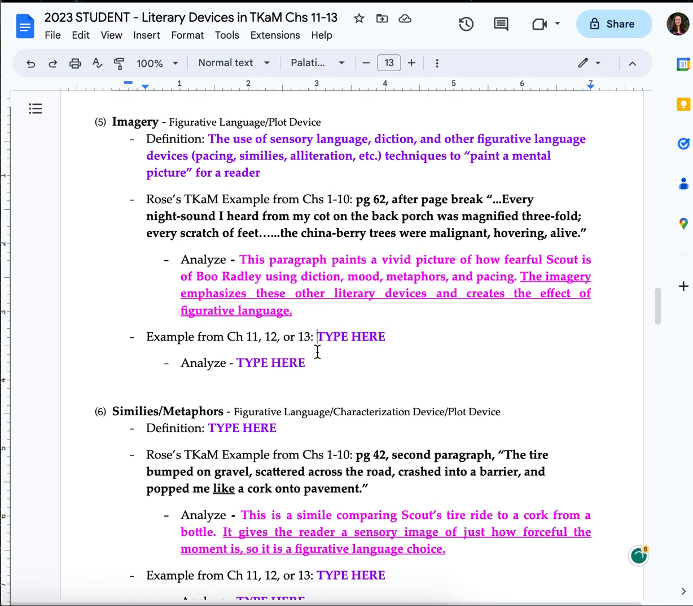So I actually suggest maybe even waiting on imagery. I know it's fifth in line, but maybe you do this one last and look at how many quotes you have from chapters 11, 12, and 13 and pick, because let's say you have a lot from chapter 11 and a couple from 12, but none from 13 yet. Maybe imagery is where you pick up on for this one, right? Because this is an easy one to find in any of these three chapters.